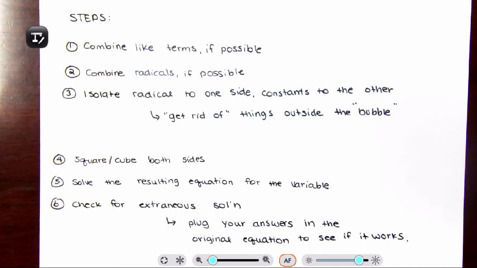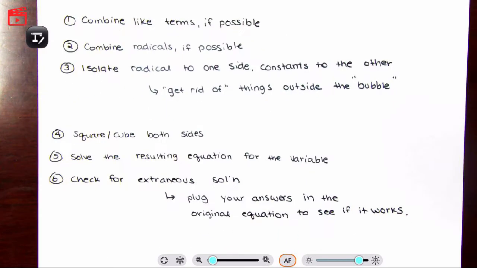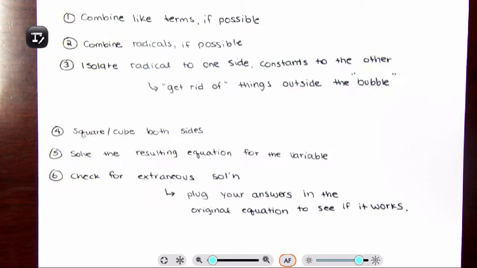After you get rid of it and you have one thing left over, one radical or one bubble to a fractional exponent, you're going to either square both sides or cube them, to get rid of that. After that, you're going to have a resulting algebraic equation. Then you simply solve for the variable. The only thing different now is you're going to have to check for extraneous solutions, which means you take your answers, plug them back into your original equation, and make sure that it works. If it does not, that answer is extraneous and we omit it from our final solution.